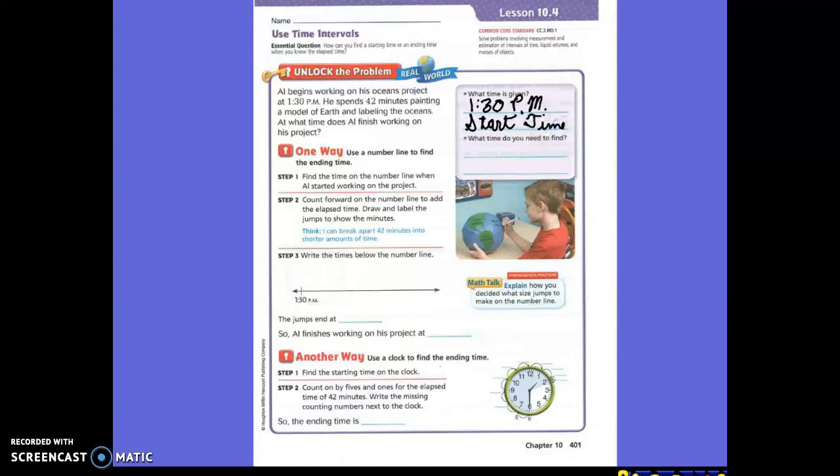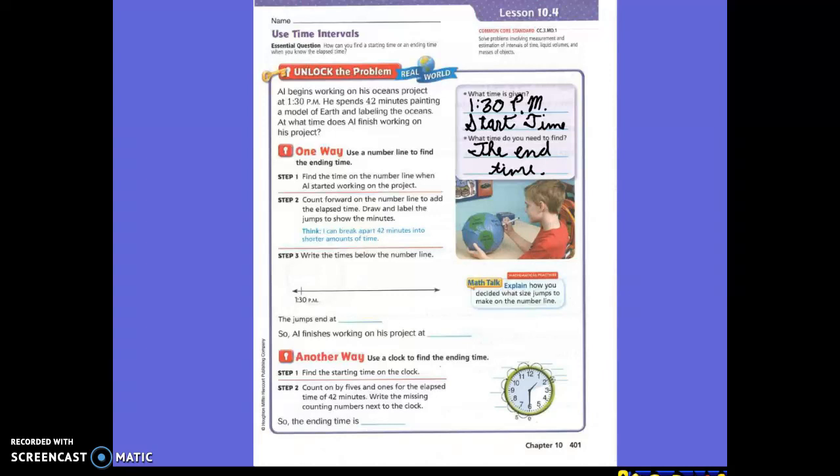So what time are we needing to find? They gave you the start time. So what time are we needing to find? The end time. All right, so one way to find the end time is by doing a number line.